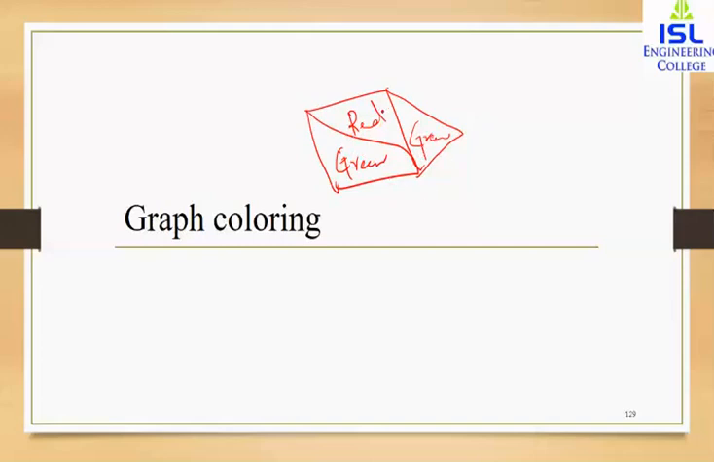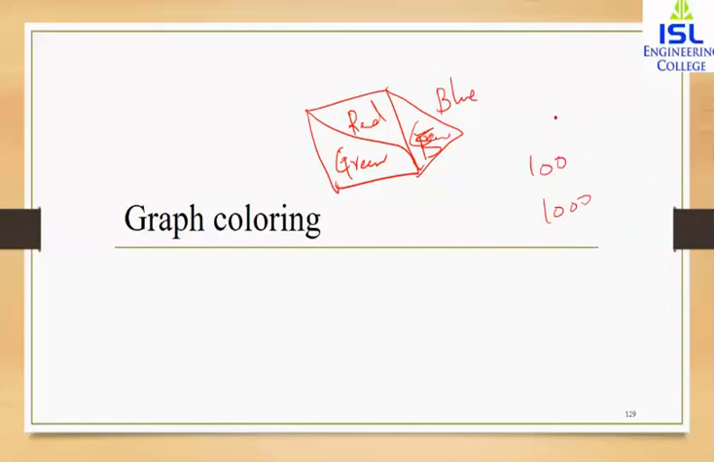Instead of using green, I can also use the color blue. So this is only if we have three regions. Suppose I have 100 regions or 1000 regions? Then will you use 100 or 1000 colors? No. So it is always better to use a small number of colors.